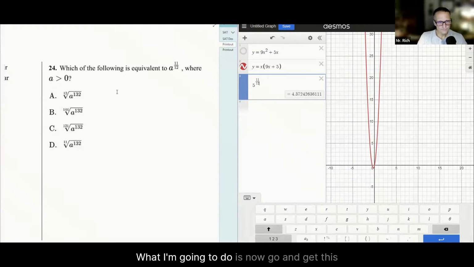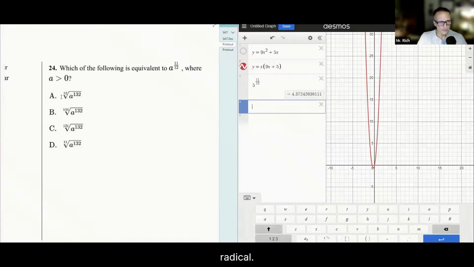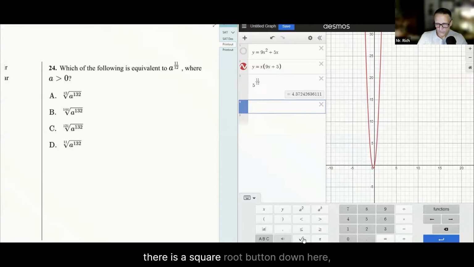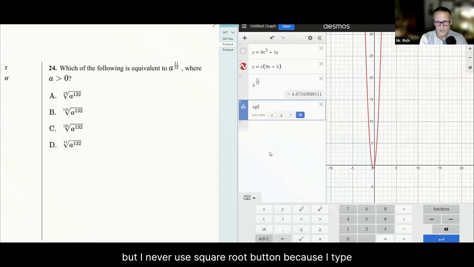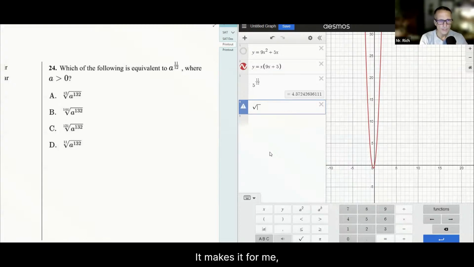What I'm going to do is now go and get this radical. Now, this would be another time when I have to use my Desmos keyboard because I want to get a radical where I can put my own root in. There is on the regular keyboard a square root button down here, but I never use the square root button because I type SQRT, and it makes it for me.